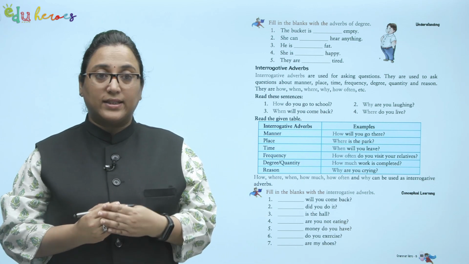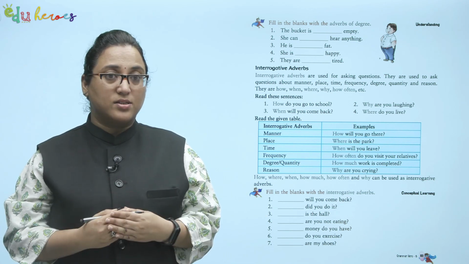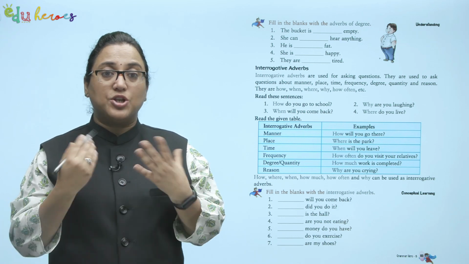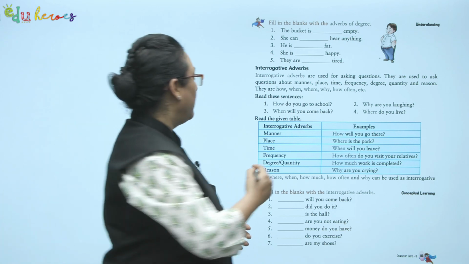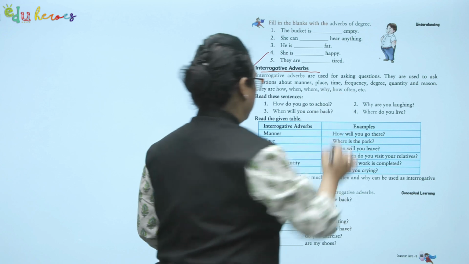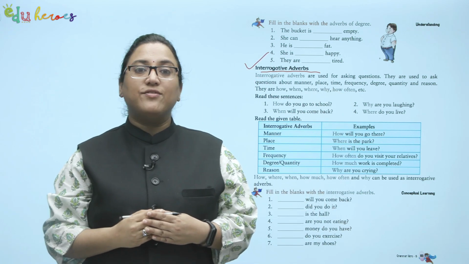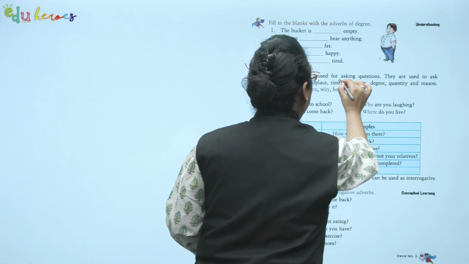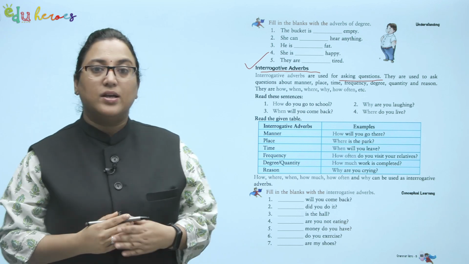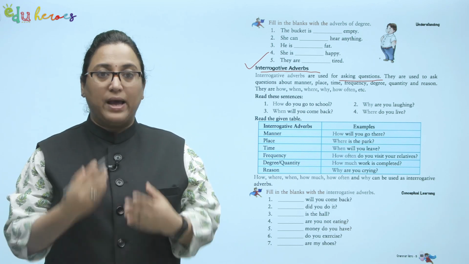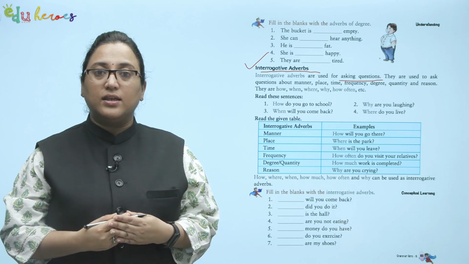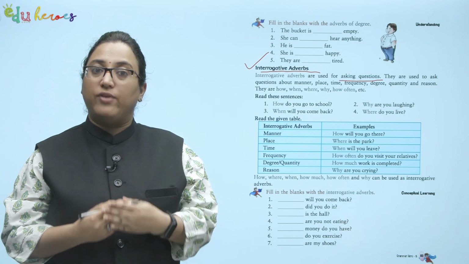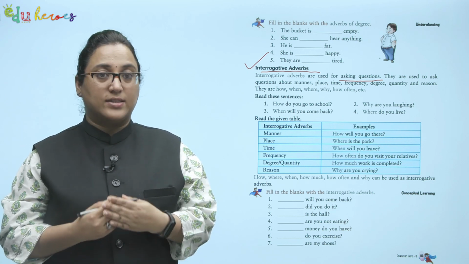Now we move on to the next type, that is interrogative adverbs. As the name suggests, interrogative comes from the word interrogation, which means to ask. Interrogative adverbs are used for asking questions. So this is the key word for us to remember. They are used to ask questions about manner, place, time, frequency, degree, quantity and reason. They are how, when, where, why, how often, etc.